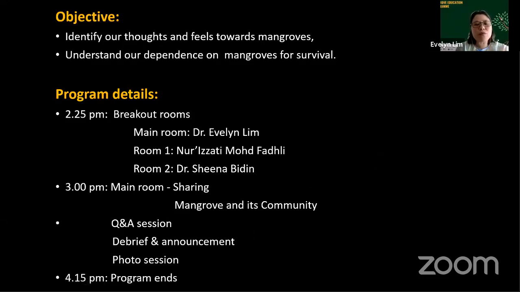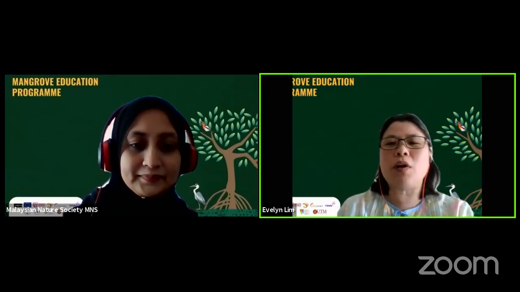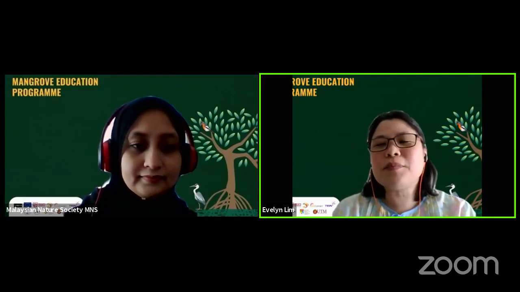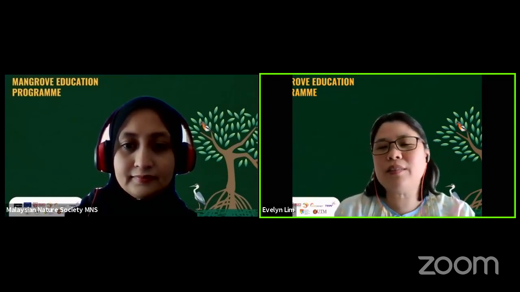So there are about 45 of us in this room. What I will be bringing you through is for us to discuss generally what we think and what we feel about mangroves. Now, before we actually go into that, can I ask you, how many of you have been to a mangrove before? Maybe you can give a thumbs up or a like to show who has actually been, or you can just write on the chat. It's also fine.